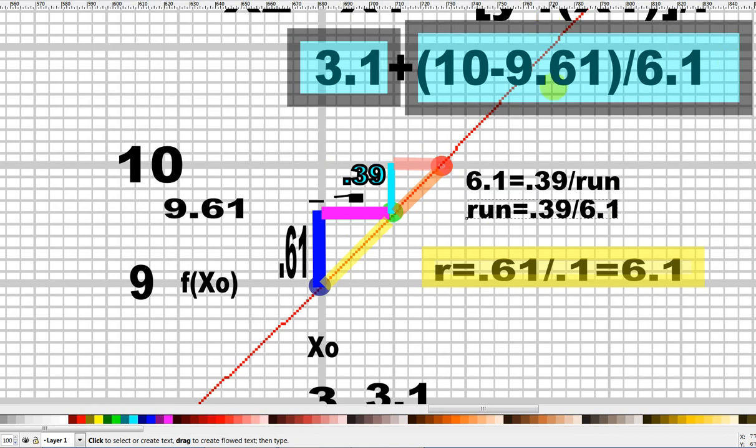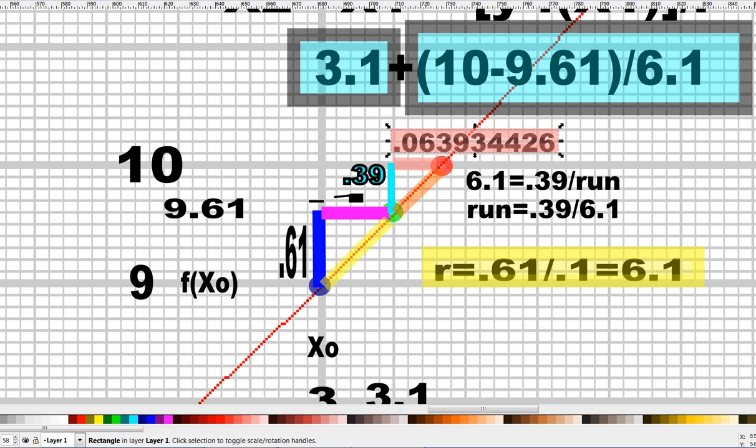And as we found before, when you take 0.39 and you divide it by 6.1, you get 0.0639 34426 is the distance of that little pink there. So let me highlight that in pink so that we can see that that's exactly what we're talking about.